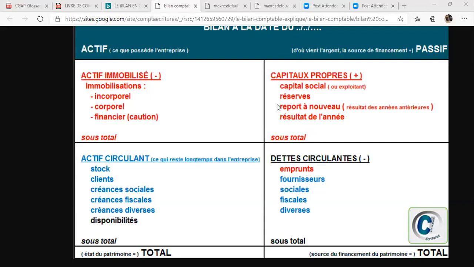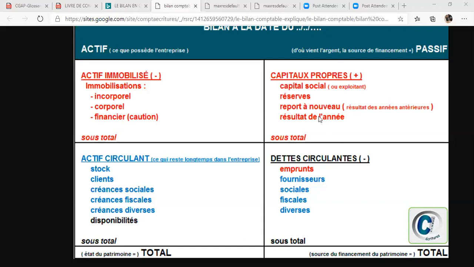Then we have les réserves. Les réserves, it's like money that we keep in our business just for safeguarding. In case there's an emergency, we would have something to quickly rely on. And moving on to the last two, we have report à nouveau. Report à nouveau is le résultat. Le résultat, we'll look at this further on when we start doing the CPC. We'll need it there as well as here later on.